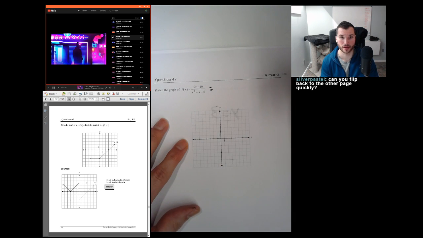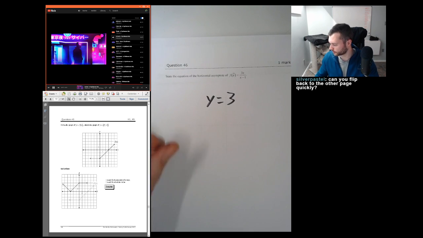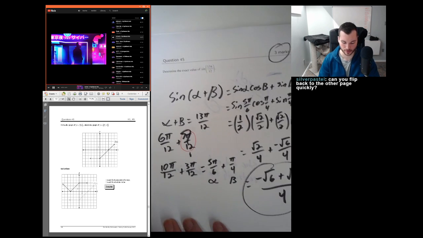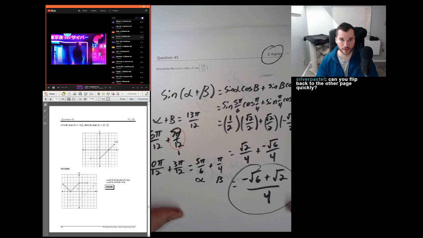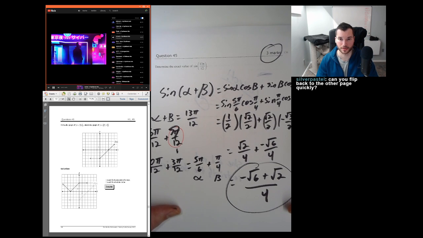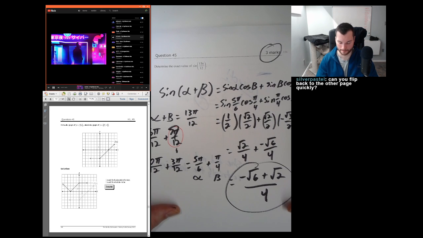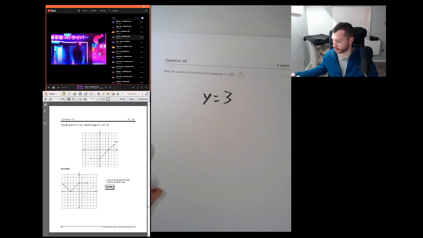Can you flip back to the other page quickly? You're going to have to give me the page number because I don't know if you mean this one or this one, but I'm going to assume that you mean this one. And I will leave it here. You can always look at the video later on. If there's a question that you have for us, let me know. I am going to continue on with the other one though.